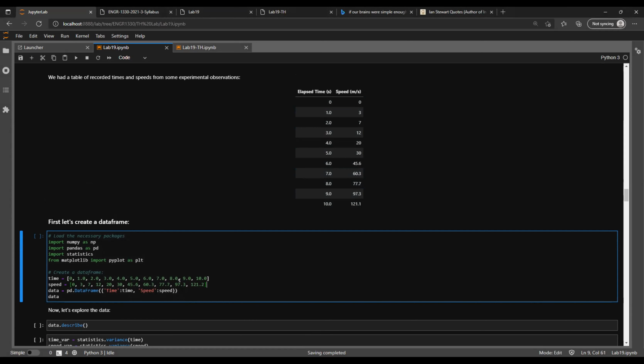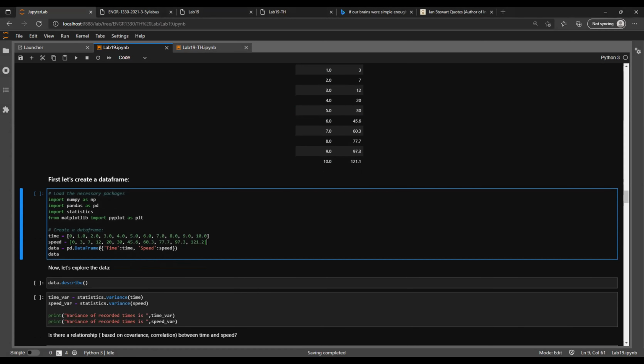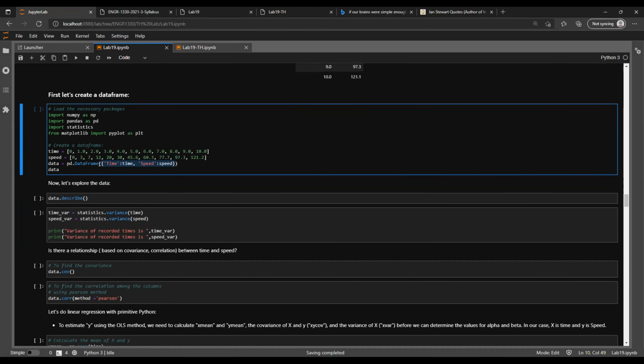So I'm just going to make a list of each. And I will make my data frame out of this. Can anybody tell me what kind of thing this is? The thing I have highlighted? It is a dictionary. Very good. I didn't even have to give hints. All right.